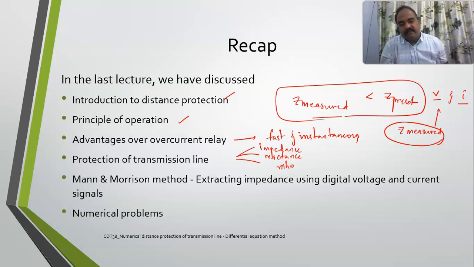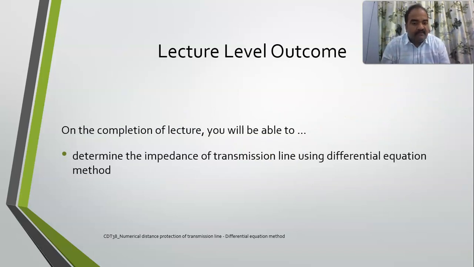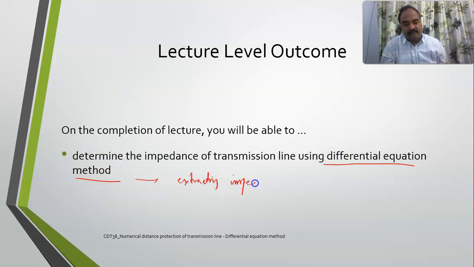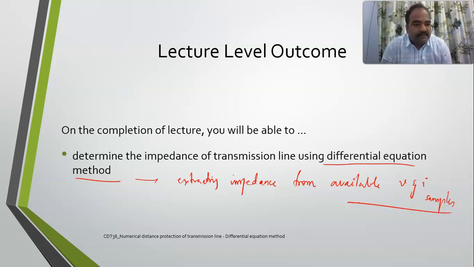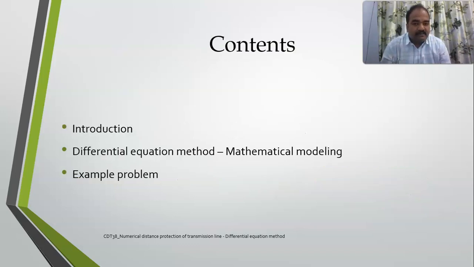And we have seen a particular method called the Mann and Morrison method for extracting the impedance from the available samples of voltage and current. In today's class, we will discuss the differential equation method. This differential equation method is also used for extracting impedance from available V and I samples, voltage and current samples. So today we will learn how to determine the impedance from available voltage and current samples.